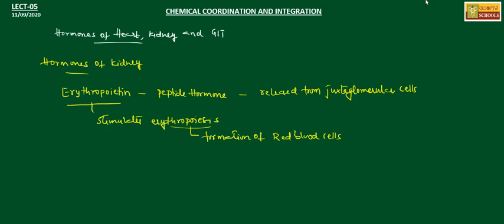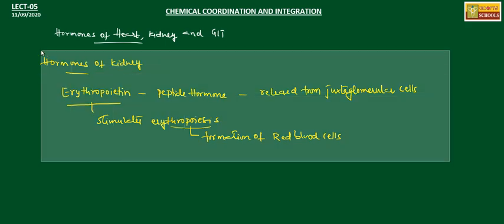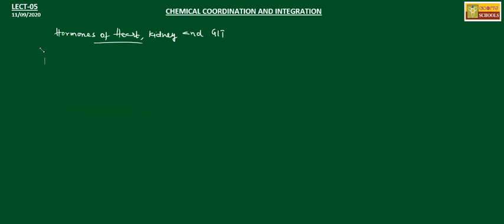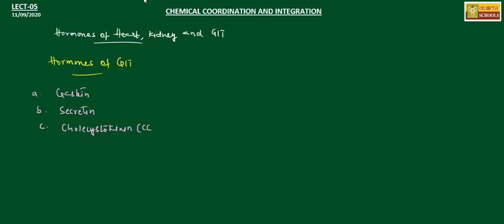So coming to the hormones of gastrointestinal tract. So the gastrointestinal tract will be producing at least four different hormones. So let's see the hormones of gastrointestinal tracts. So it produces hormones like gastrin, and then secretin, and then cholecystokinin. So in short it is called CCK, cholecystokinin. Of course there is one more word we can use called pancreozymin.